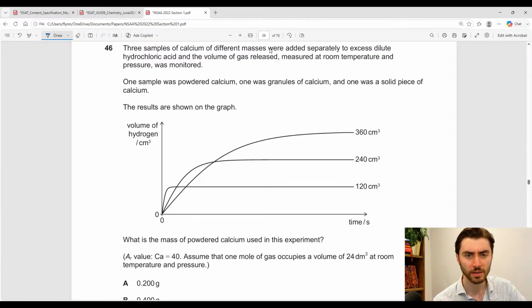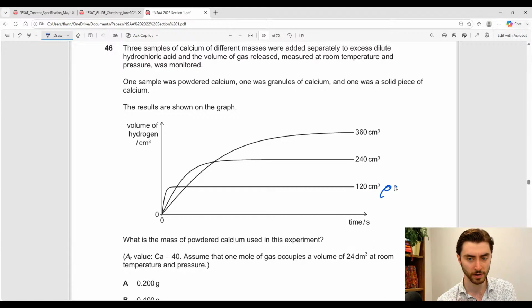Okay, so here, 3 samples of calcium of different masses were added separately to excess dilute hydrochloric acid, and the volumes of gas released, measured at room temperature, were monitored. 1 sample was powdered calcium, 1 was granules, 1 was a solid piece. Results were shown. So the powdered calcium is going to be the fastest because it has the highest surface area. So this must be the powdered.